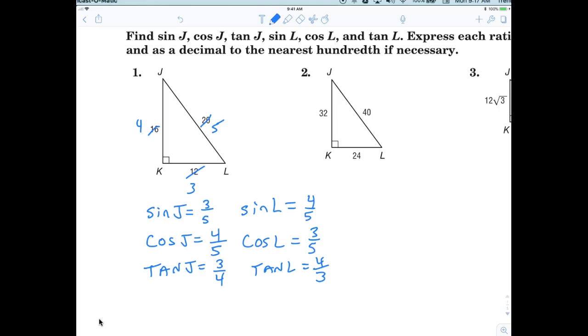Everybody happy with that explanation? Really good with that. That's good. That's all you need to know. You're just practicing the definition right now.